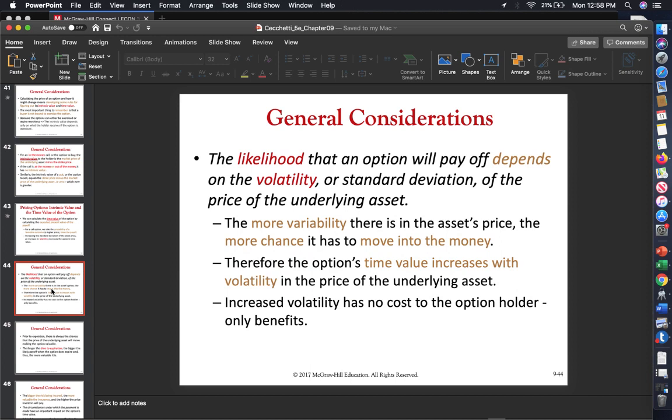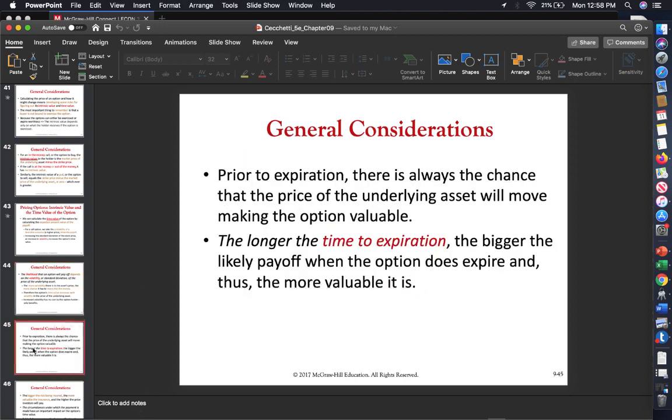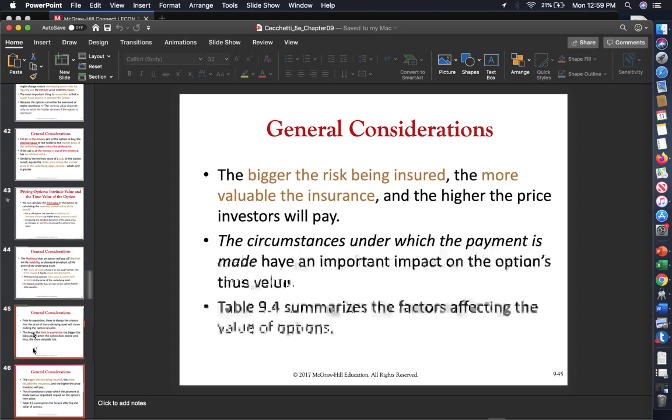So the likelihood that an option will pay off depends on the volatility. If there's more volatility, there's a higher chance that the option moves in the money. So the time value increases with the volatility of an option. And then obviously the longer the time to expiration, the larger is the likelihood of payoff. So obviously the option with a longer time to expiration must be worth more.